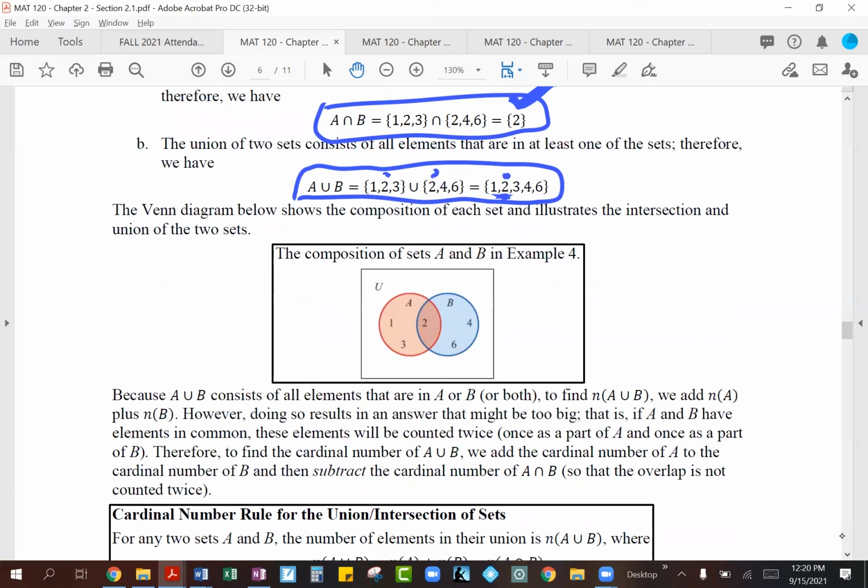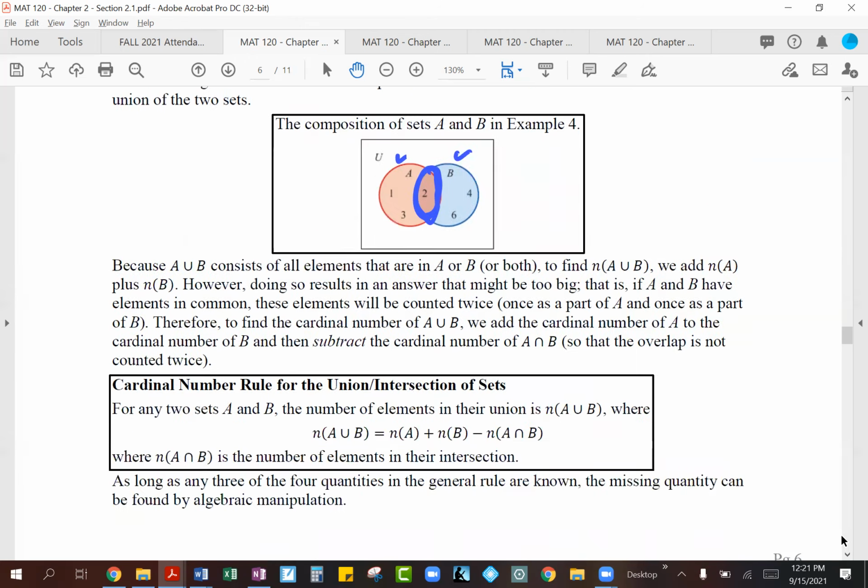And you can see how they are showing you with the elements. So you've got 1, 2, 3 in set A, and you've got 2, 4, 6 in set B. So 1 and 3 and 4 and 6 are on the outside. And in the overlap is where you have 2, because that's the number which is common between both sets. So that's the only number that goes in the intersection. Everything else will be on the outside.